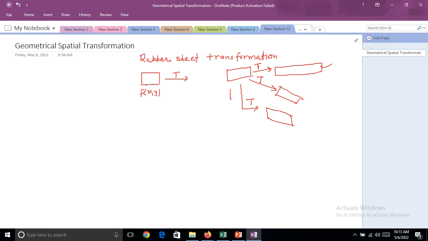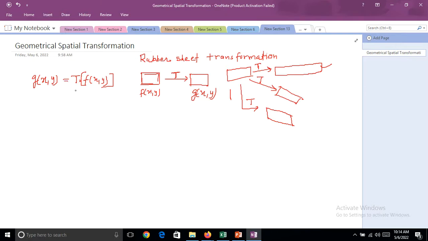So let us have an image f(x,y), and we want to apply a transform. We apply an operator, and the image will result in another image g(x,y) after application of the transform. Mathematically, the same can be written as g(x,y) is equal to the transform applied on the image.